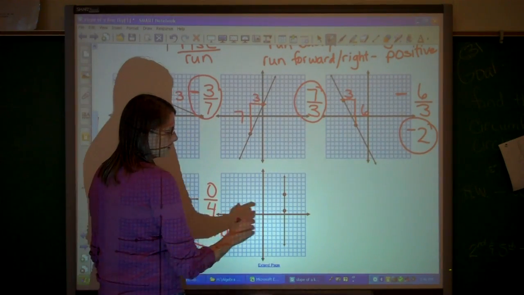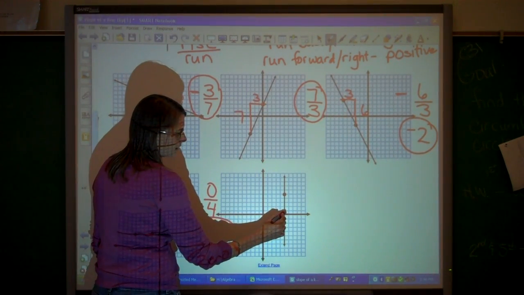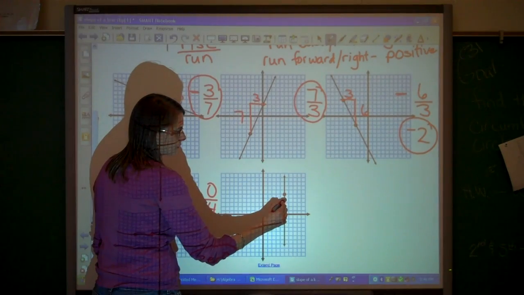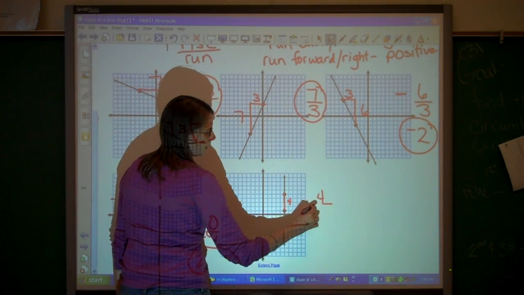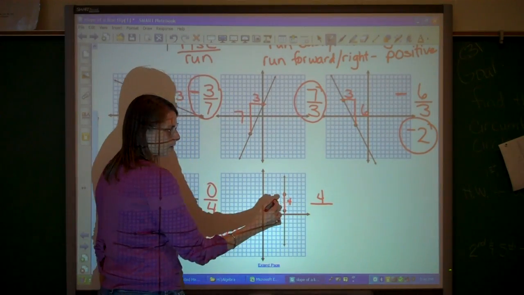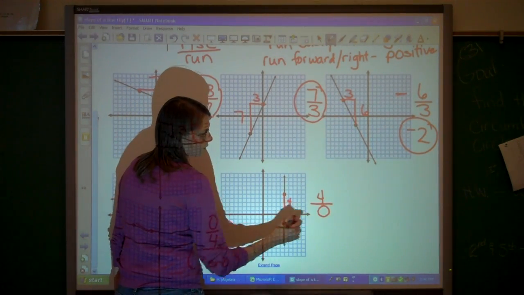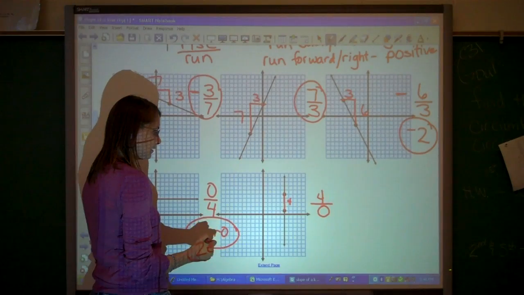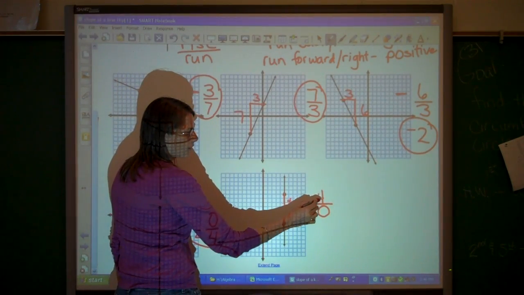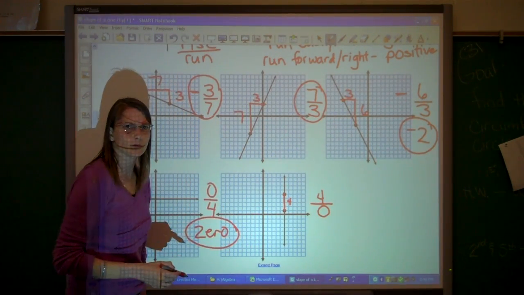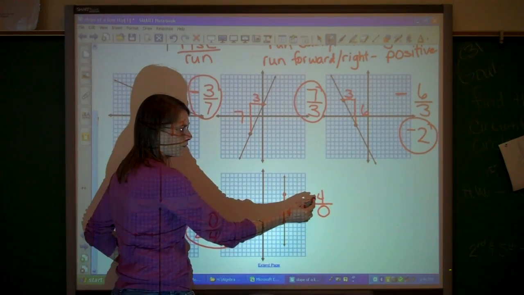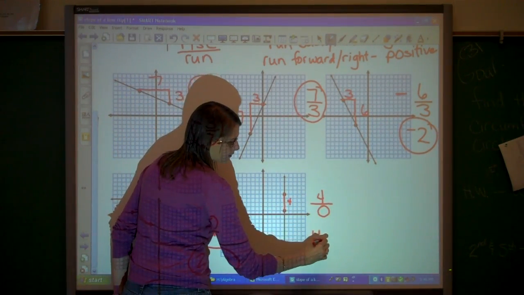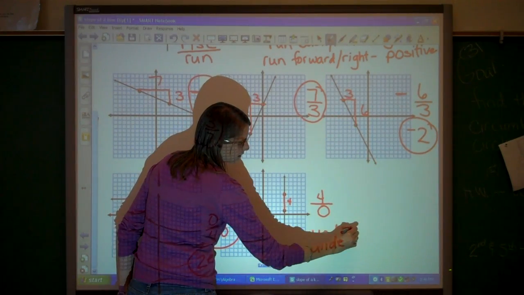For this line, I start at my lowest point, and I rise 1, 2, 3, 4. So I rose 4, and I can't run because I'm already there. So the 0 goes for the run because I can't run. Now 4 out of 0. It's not possible to have 4 out of 0 because if I have none, then I can't have 4. So this line is called undefined.